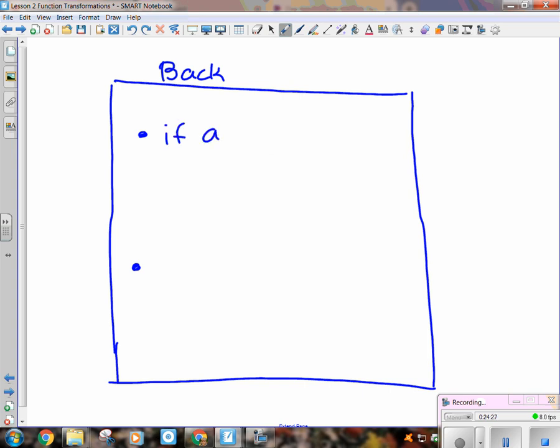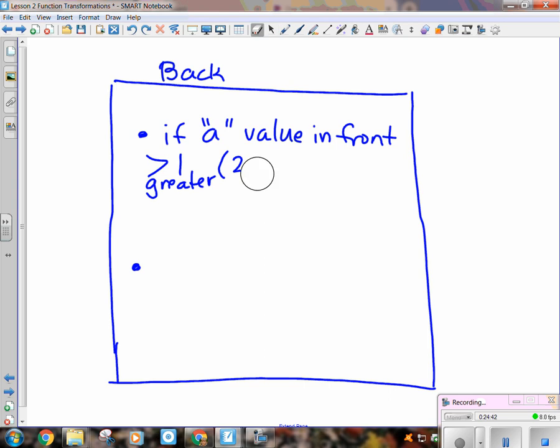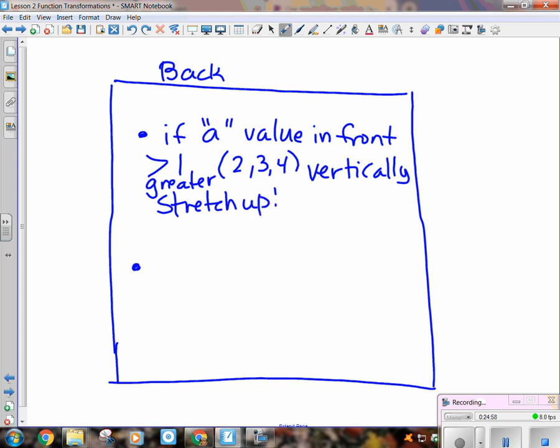If the a value in front is greater than 1, like 2 x squared, like 2, 3, 4, then you're going to vertically what? Not shrink, but we're going to stretch it up. It's vertically stretched upward.